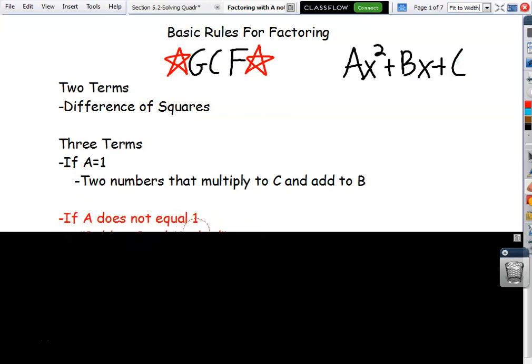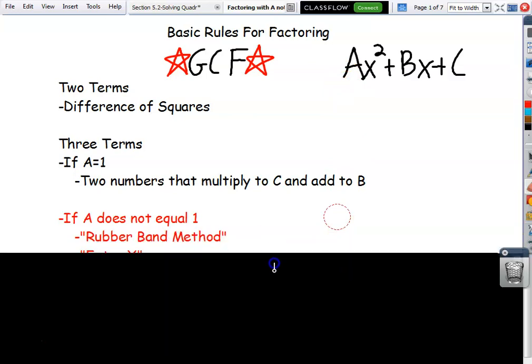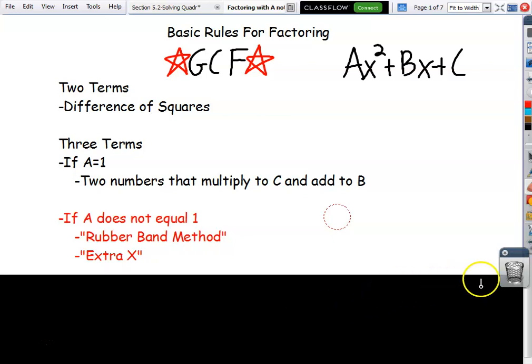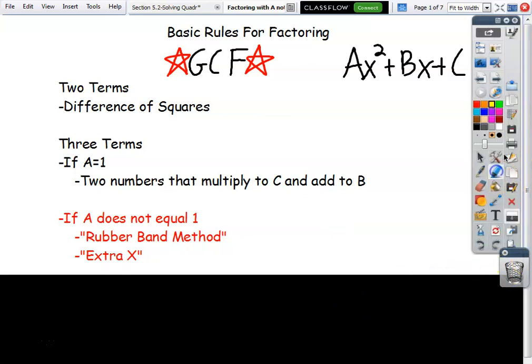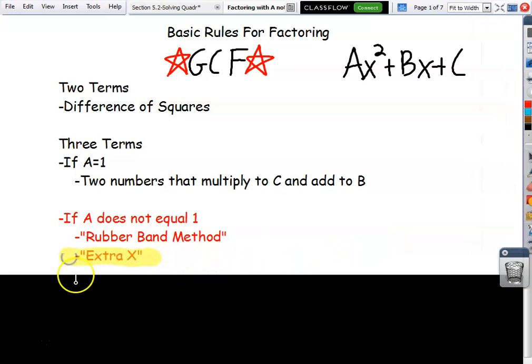So we have a quadratic. There is no GCF other than 1. And unfortunately now my first term, or the coefficient of x squared, isn't 1. So today we have the Urban method or the extra x method. Today we are going to in fact tackle the extra x method.